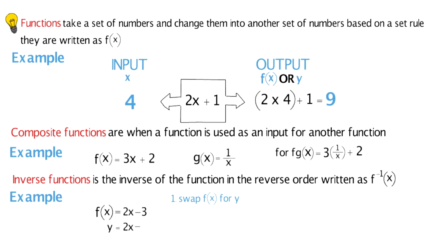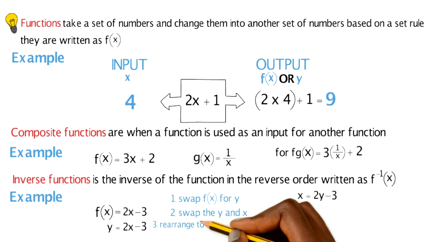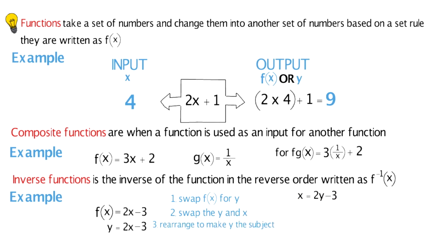and then swap them. So by swapping them, it's going to change into x is equal to 2y minus 3. All we did was swap the letters around. Now that we swapped the x's and the y's, we're going to rearrange the equation to make y the subject. So that's going to be x plus 3 is equal to 2y, and x plus 3 over 2 is equal to y. And now that we've rearranged it to make y the subject, we can now swap the y with the f to the power of minus 1 of x.